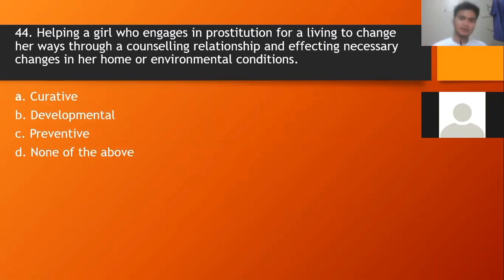Number 44. Helping a girl who engages in prostitution for a living to change her ways through counseling relationship and effecting necessary changes in her home or environment conditions. This is what we call, yan, the correct answer is curative. Letter A. Yun yung sabi ko na changing the ways pattern of old behavior by pointing out through helping relationship. Saka yung rehabilitative function naman is, provider mo na siya ng bagong skills, ng bagong coping mechanism para pagbalik niya sa community, alam niya yung gagawin niya. Andun na yung tinatawag nating empowered client.